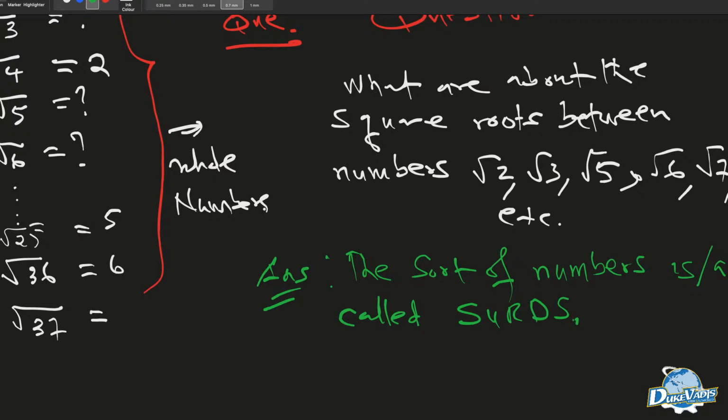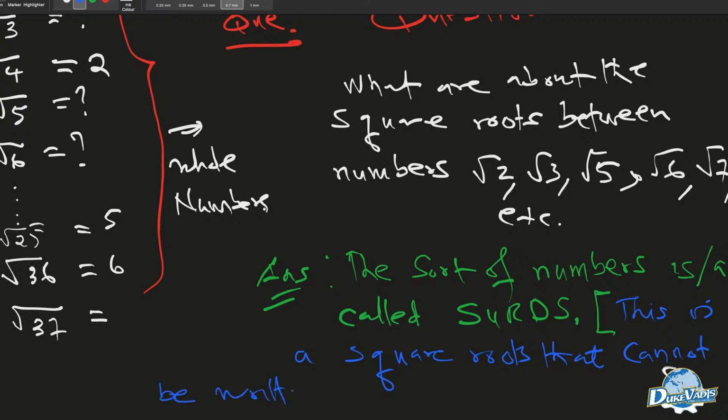You understand it? Yeah. So this is a square root that cannot be written as a whole number.